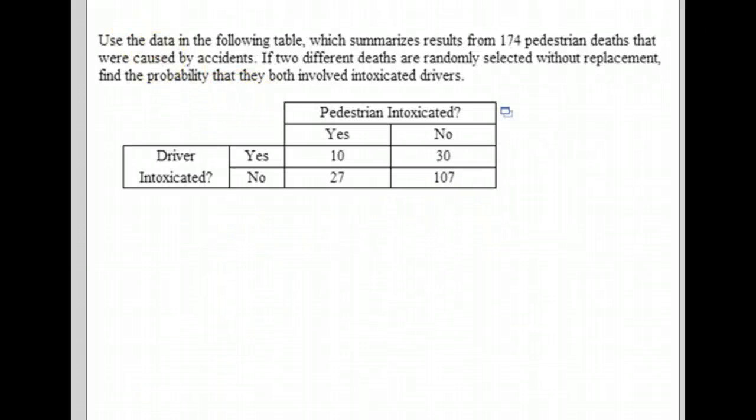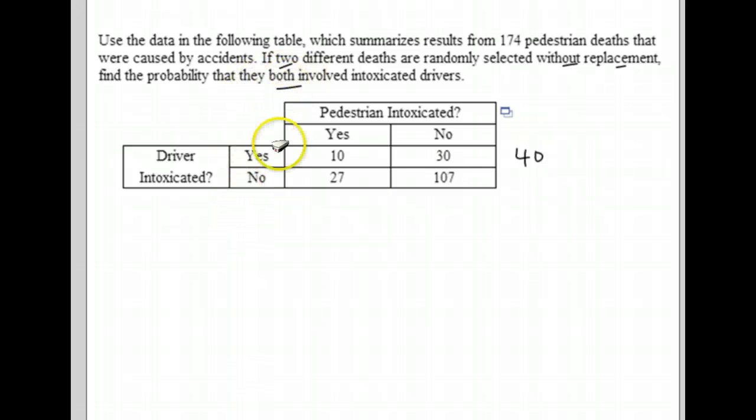Alright, then the last example from this section, use the data in the following table. We have 174 pedestrian deaths, so all of these 4 numbers are going to sum to 174. If we're going to pick 2 deaths at random without replacement, so we're not going to put the first one back in there, find the probability that they both involved intoxicated drivers. So intoxicated drivers, that's this row. At the beginning there's 40 where the driver was intoxicated.